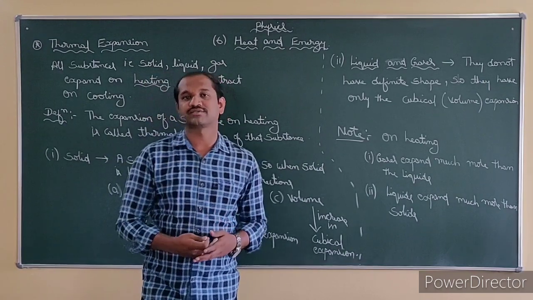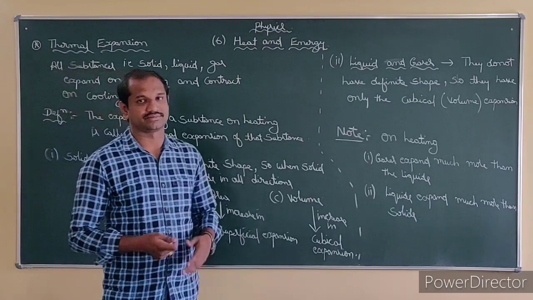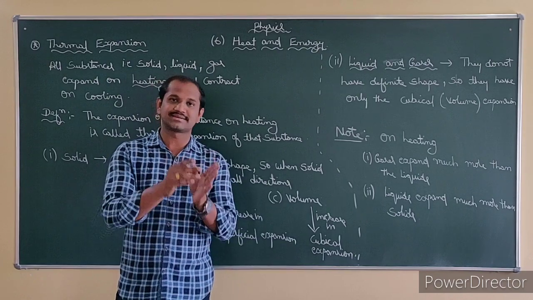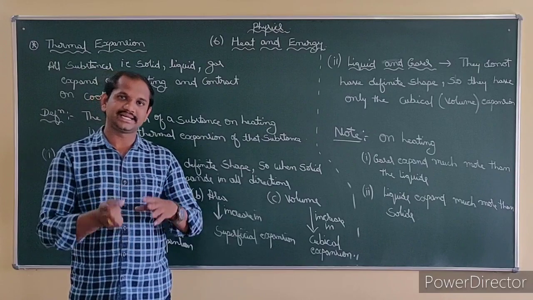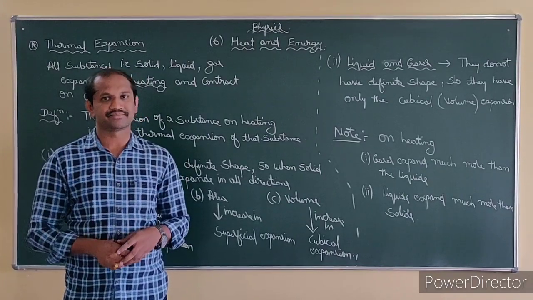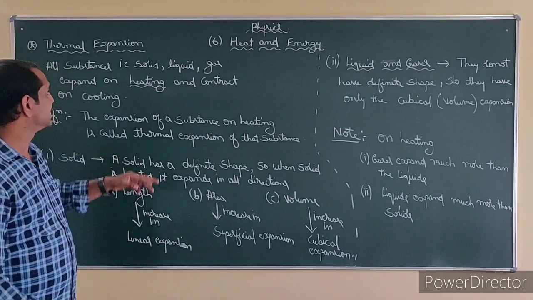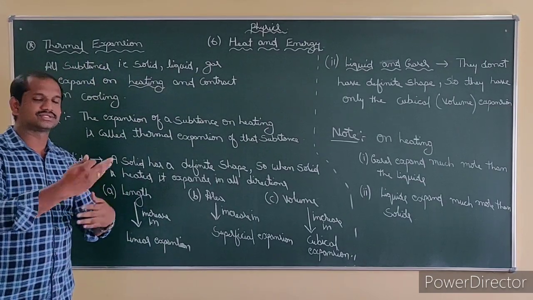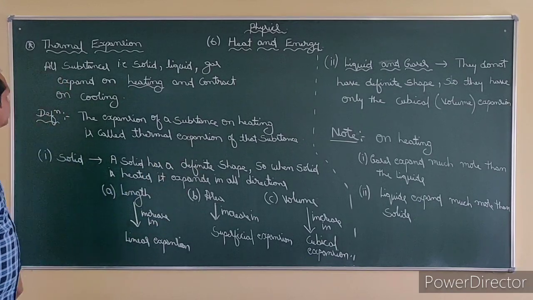So, continuing the chapter, we first have what we mean by thermal expansion. What do you mean by thermal expansion? See, thermal is nothing but heat. When we are giving the heat, that is what we mean by thermal. Thermal is a word which is used instead of heat energy. On applying heat energy, we get thermal expansion. Expansion means how it is getting expanded. Let us see what happens.